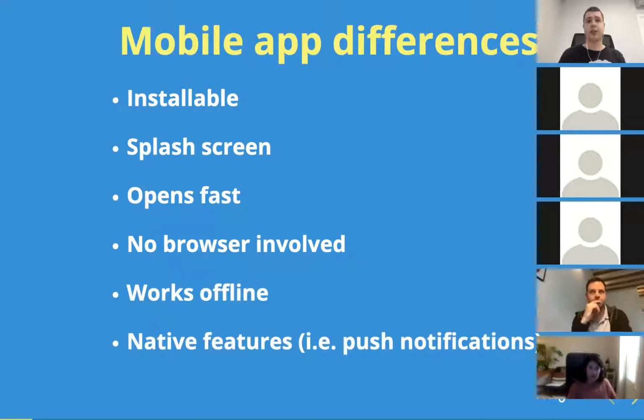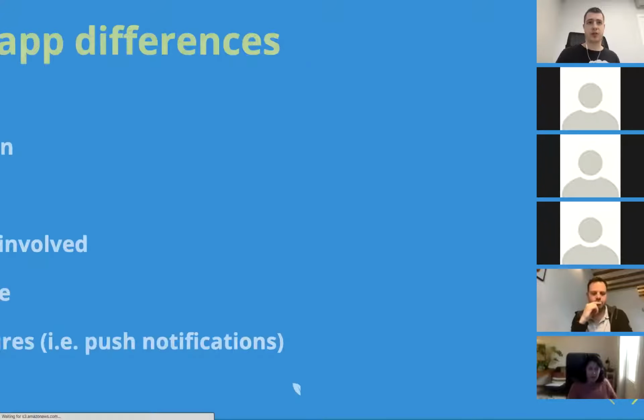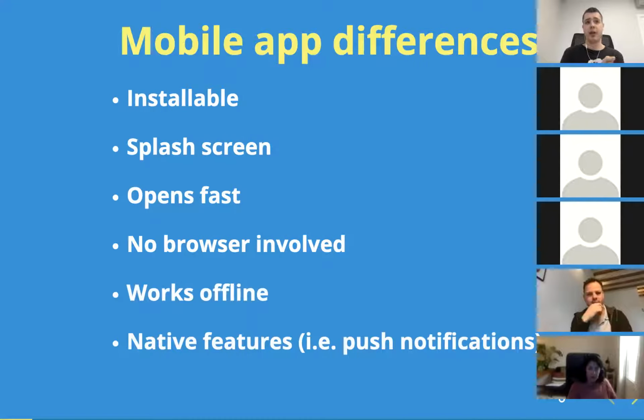The last but not the least are native features of mobile devices, like push notifications, like the ability to use the camera, and so on, right? How do you think, which of these features on the screen can websites do today, and we as website developers can build today for web? That's an open question to the crowd.